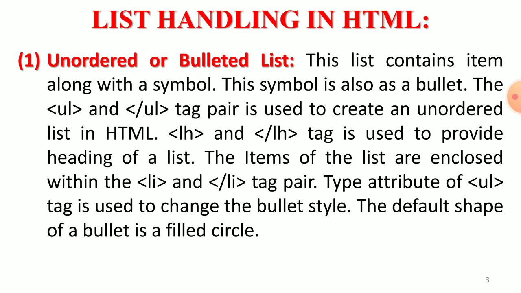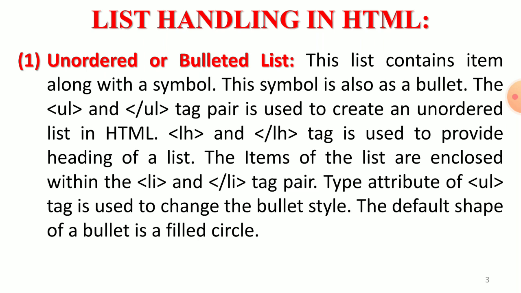Second tag is LH and /LH. LH means list heading. The LH and /LH tag is used to provide the heading of a list. The items of the list are enclosed within the li and /li tag pair. That means the list item is marked by the li and /li tag.